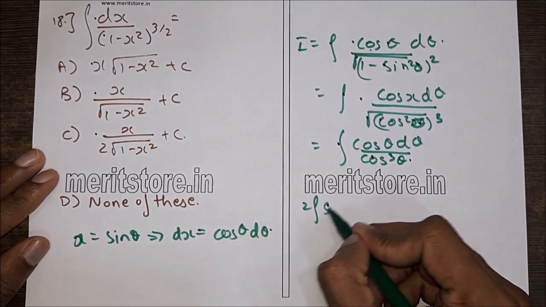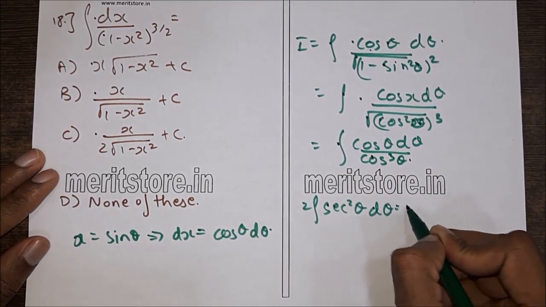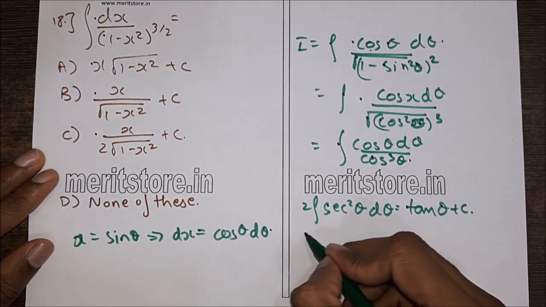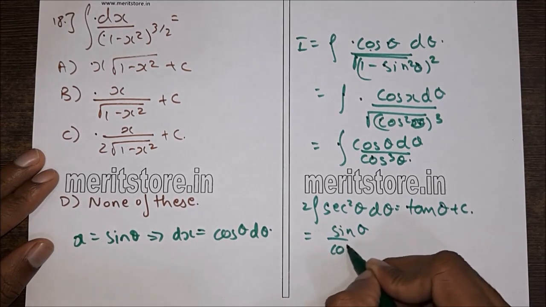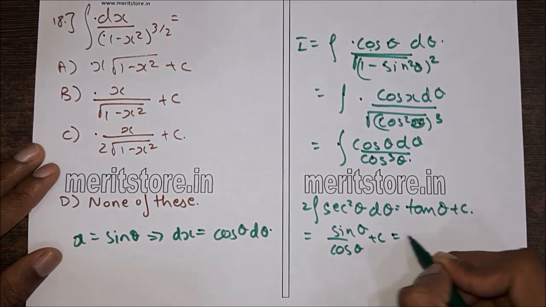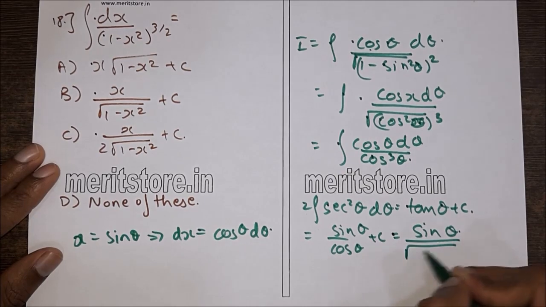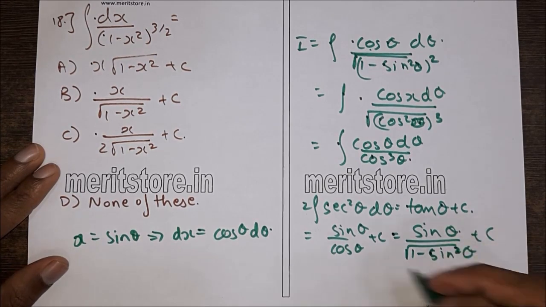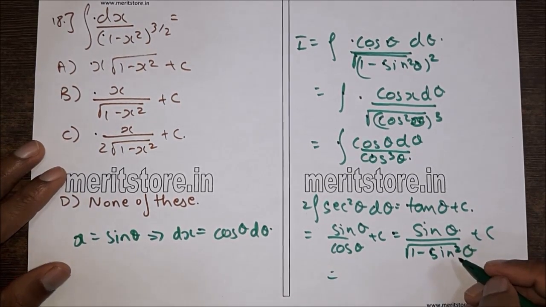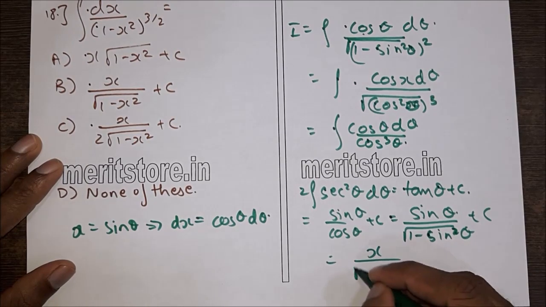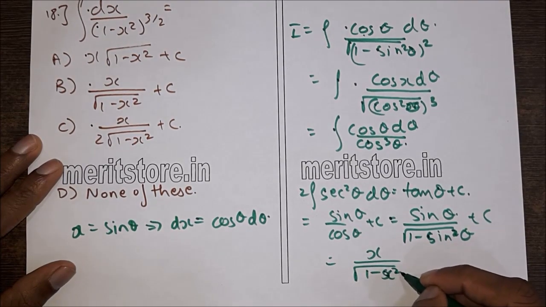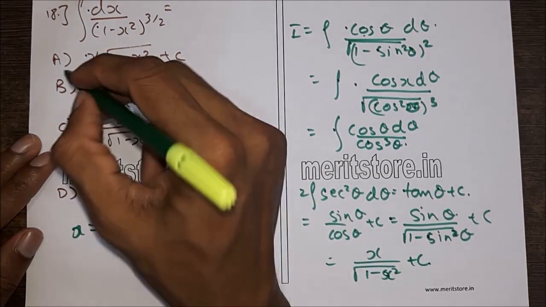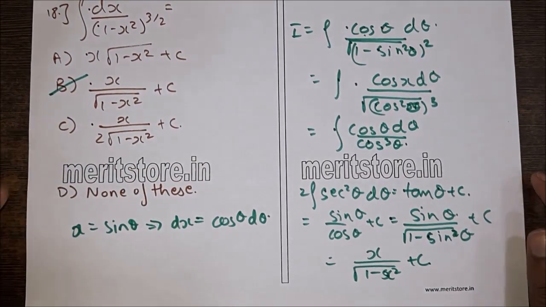For integrating, we get sec square theta d theta equal to tan theta plus c. So we can write tan theta is equal to sin theta upon cos theta plus c, which we get as sin theta upon under root of 1 minus sin square theta plus c. Further, we resubstitute the value of sin theta as x, we get x upon under root 1 minus x square plus c. With this, our answer matches with option B. Therefore, option B is the correct answer.